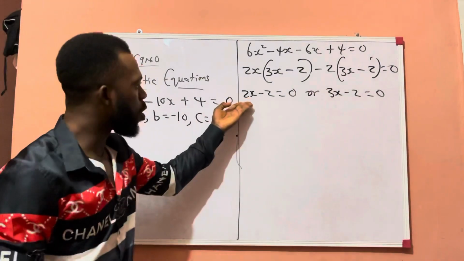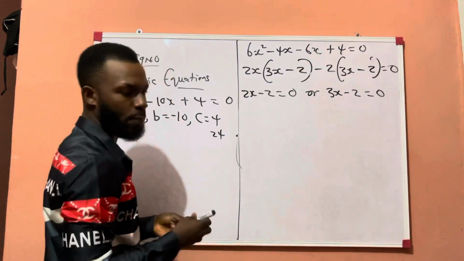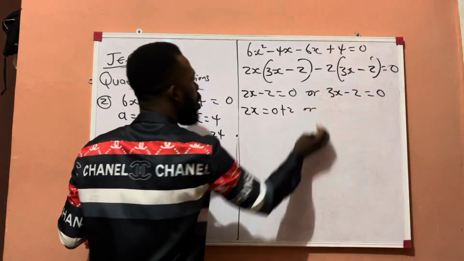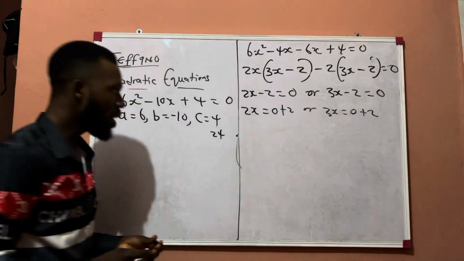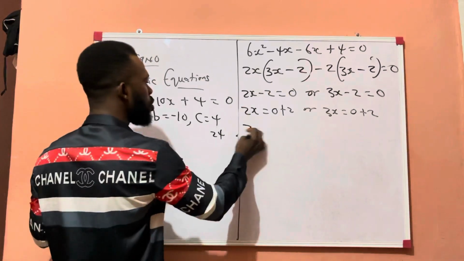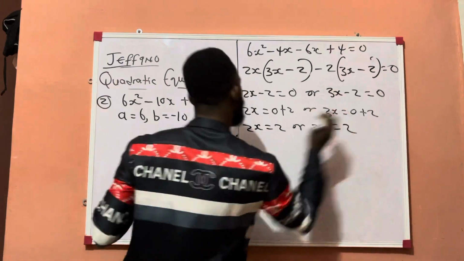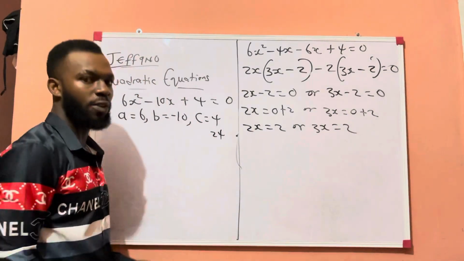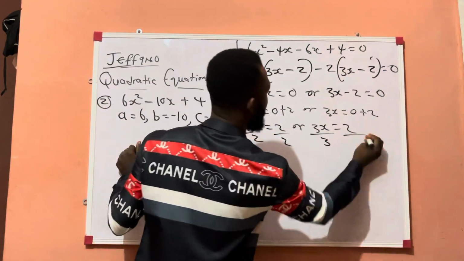What do we do now? We collect like terms. Now, when minus 2 crosses, it becomes plus 2. Here we have 3x is equal to 0 plus 2. Now, without wasting time, 0 plus 2 will give us 2. Now, here becomes 3x is equal to 2. Now, what do we do to get x? Or what do we do to make x the subject of the formula? We divide both sides by 3.